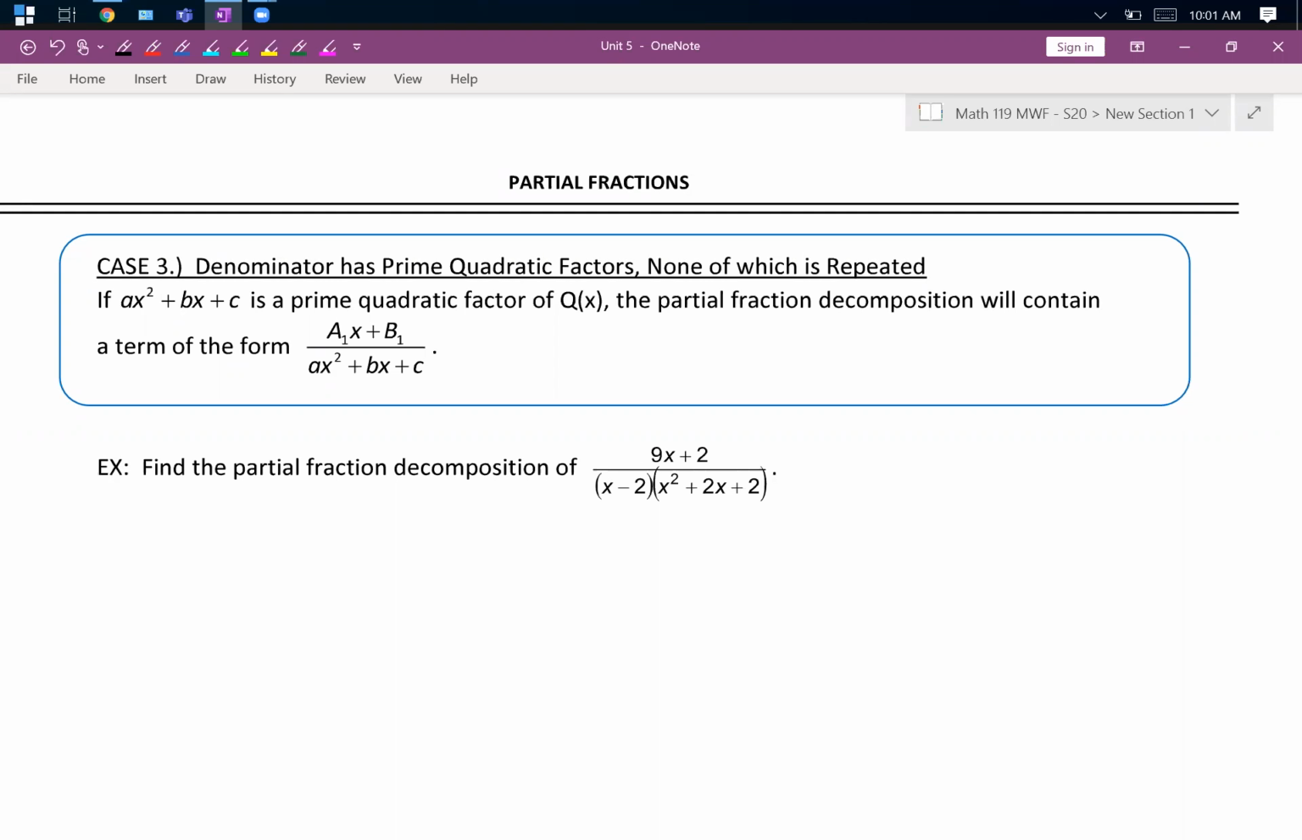So when we had a linear factor in the denominator, our numerator had to be a constant. Well, now when we have a quadratic factor in the denominator, that means that our numerator is going to be linear. So that's why we're seeing this ax plus b in the numerator. So that's the only difference.